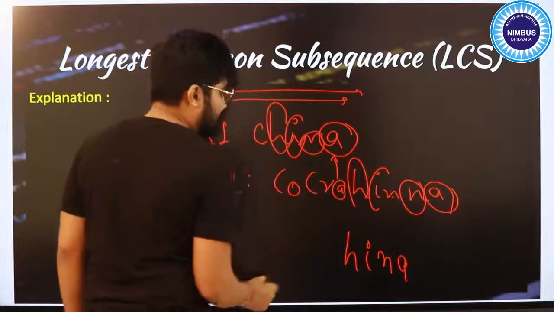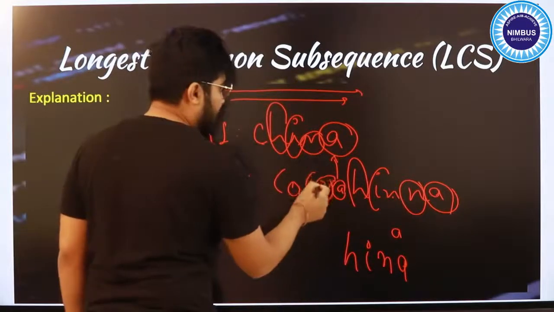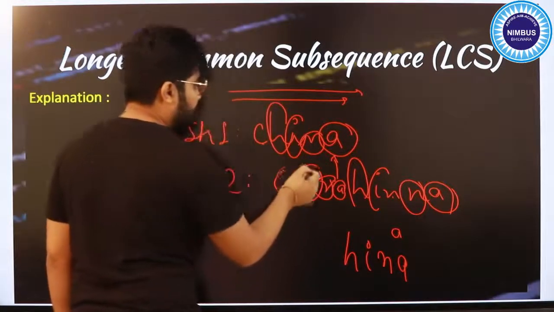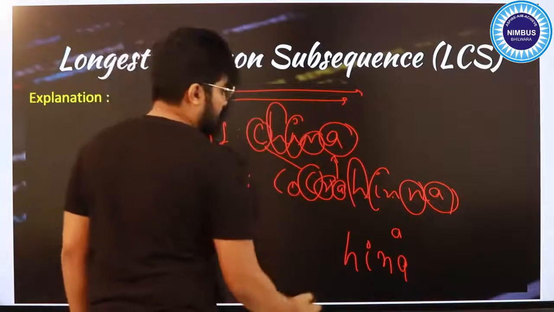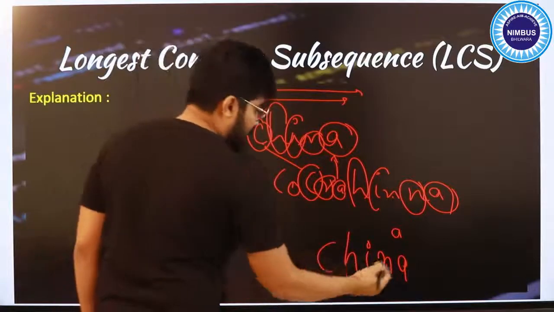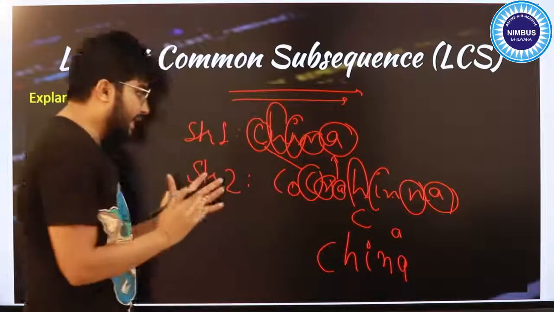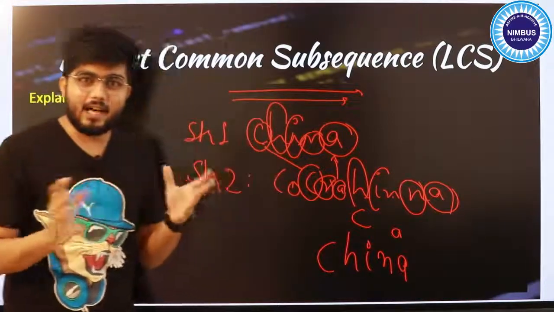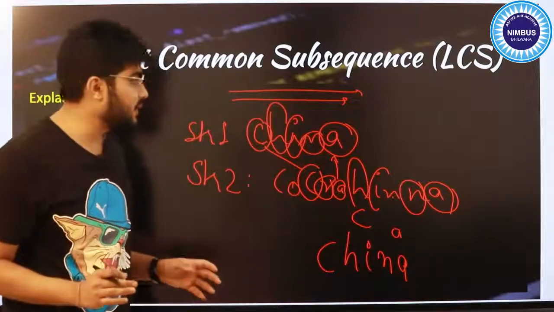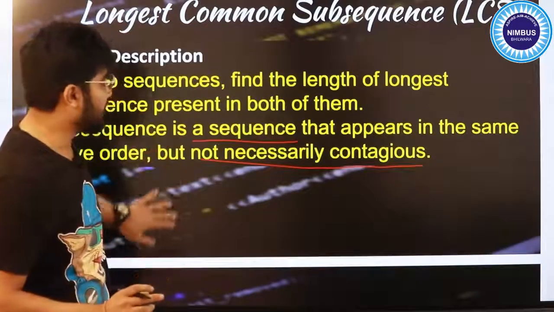So this can be matched with this. And for another answer, we'll be matching this with this. So do we have R? No, we don't have R. Okay, we'll move ahead. Do we have C? Yes, we do have C. Now, we can start here. In the final answer, we can write C-H-I-N-A, China. Or we can start another solution, C. So I guess you got an idea of what a subsequence is. So this is what we have to do: find the longest subsequence given two strings. Simple, sweet. Let's start.